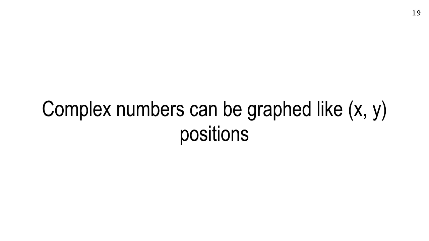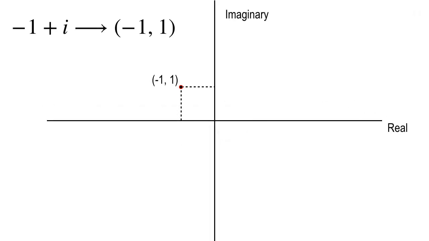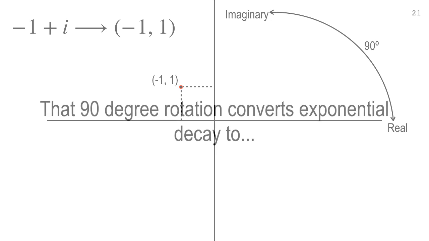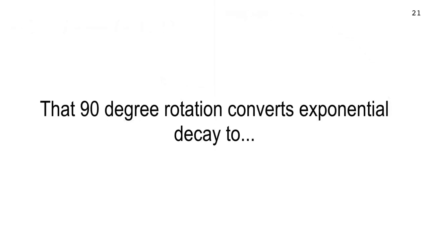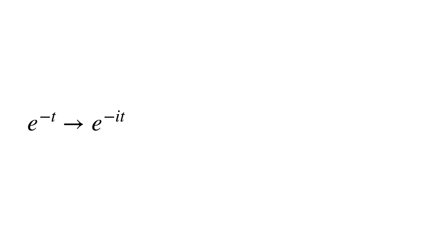Now, let me go back to the board here, and let's finish class. Here's another diagram. So here's one of the roots of that quadratic equation, and -1, 1, that's where you graph it up. And that 90-degree rotation is what converts exponential decay into sinusoidal oscillation. So go ahead and write this down, e to the minus t.